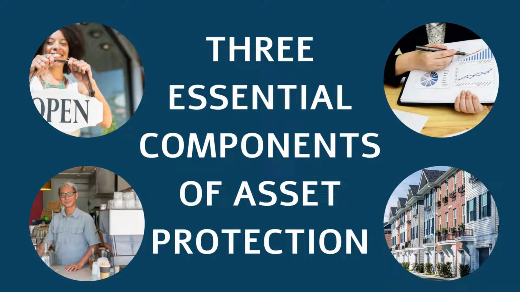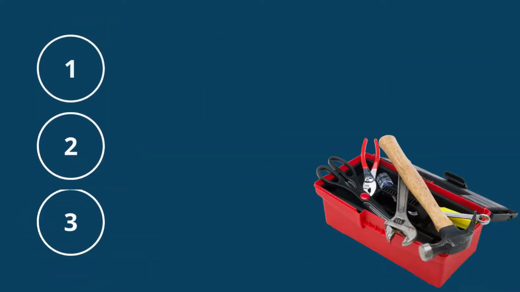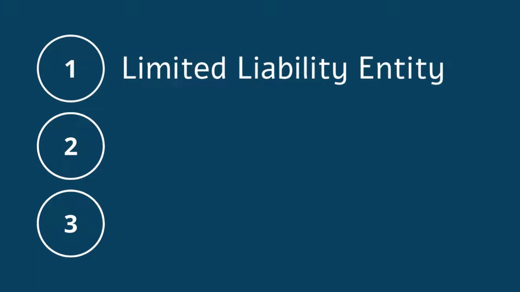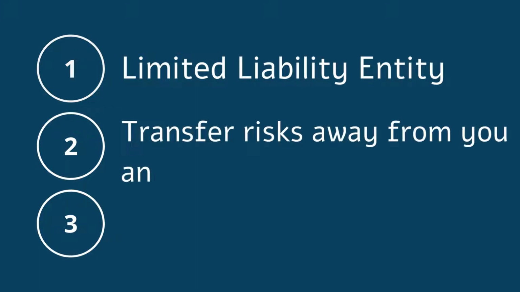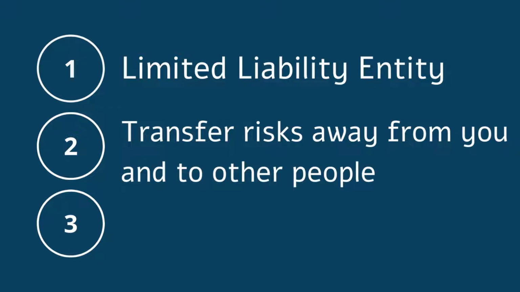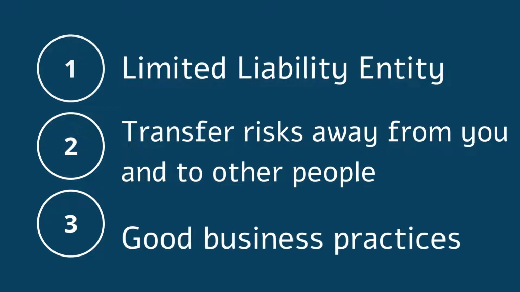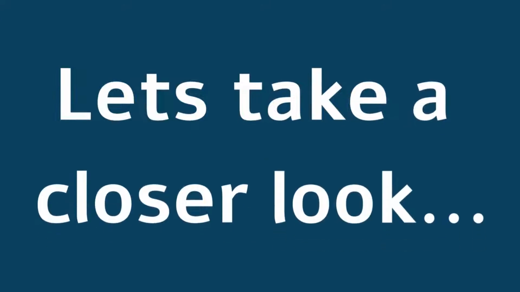A good asset protection plan will include 3 bundles of tools. 1. A limited liability entity. 2. Transferring risks away from you and to other people. And 3. Good business practices. Let's take a closer look.